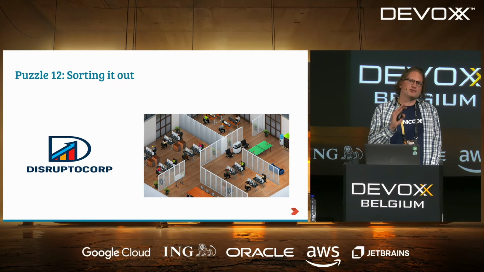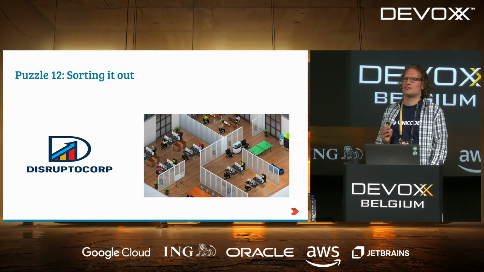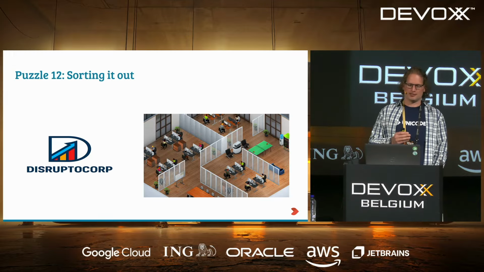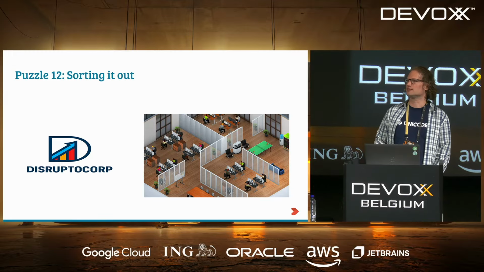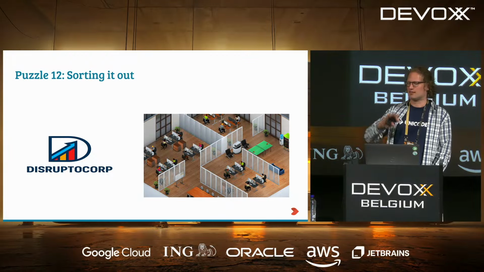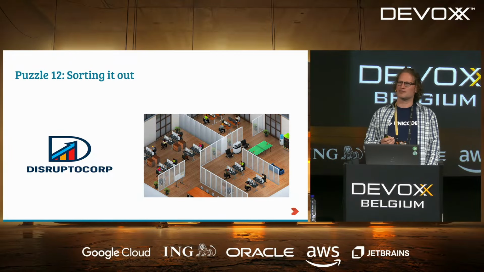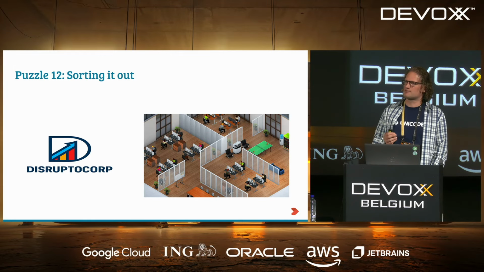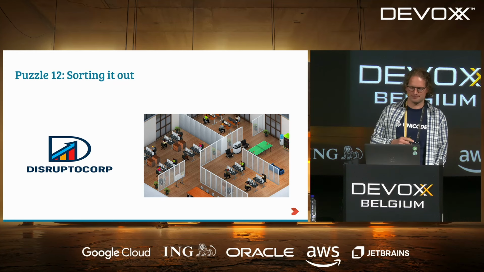So each puzzle also comes with a little story. And in this case, the story is that you're working at this company called Disrupto Corp. And they do something with AI innovation and blockchain and everything fancy and modern. And they're a little bit chaotic, a little bit disorganized. They don't really know who's working there.